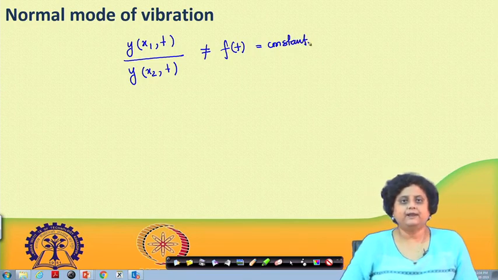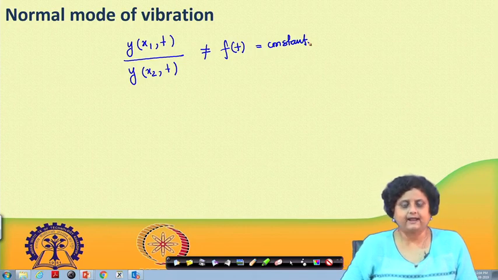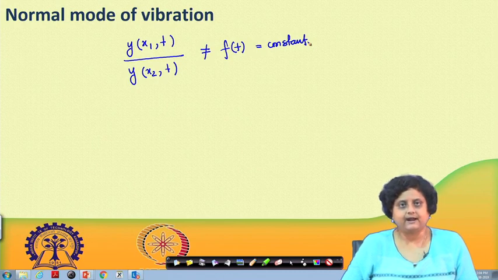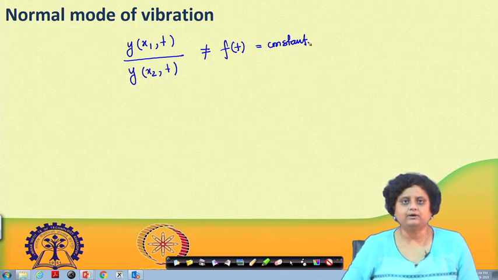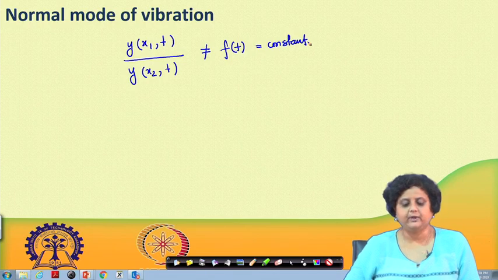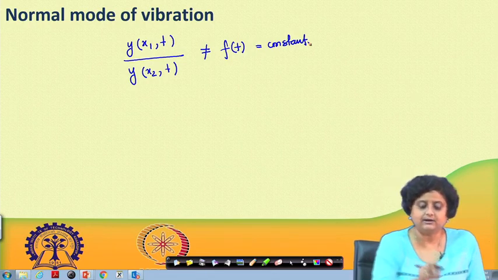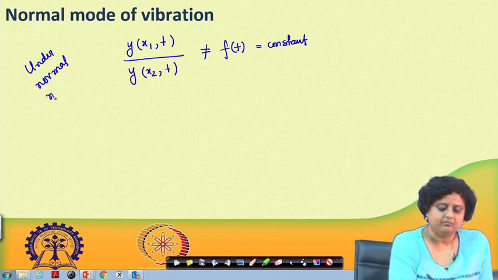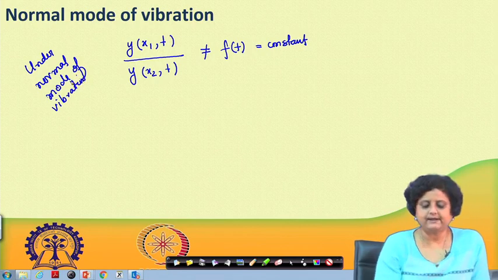So, my displacement at a certain x1 by the displacement at a certain other x2, this ratio is going to remain constant whatever be the time, or this ratio should not be a function of time. So, how do we achieve this? Under normal mode of vibration, I should mention that this is happening only under normal mode. So, how do we mathematically capture this?